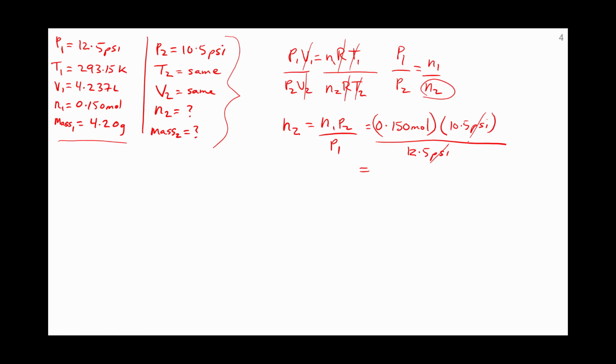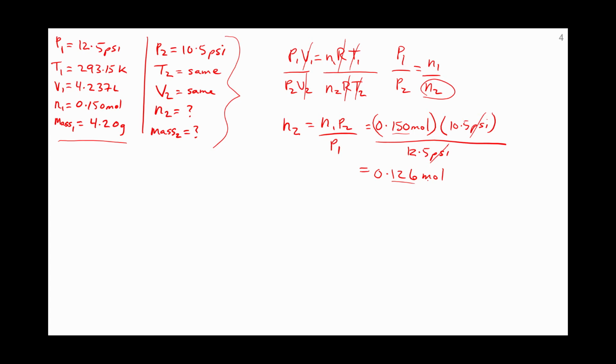PSI is going to cancel out on both sides. You're going to be left with moles, which is good. If you put that into your calculator, you'll get something like 0.126 moles. Okay, are the significant figures good? Yes, they are. We started with 3 over here. We've got 3 over there.